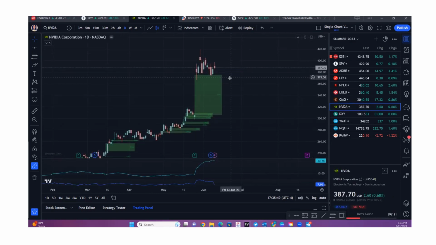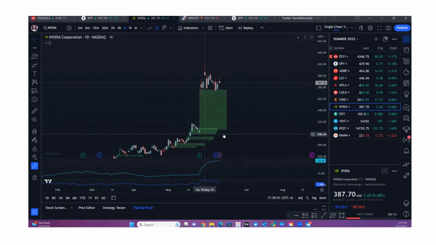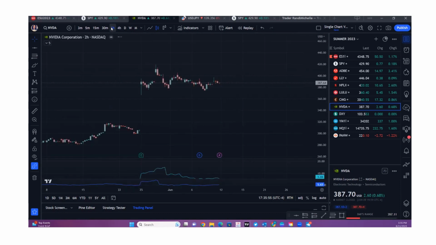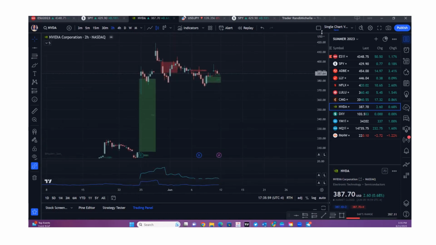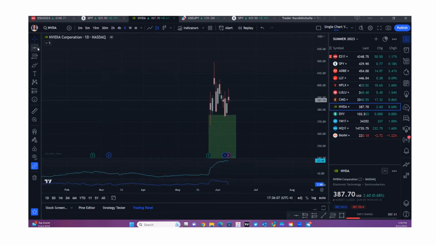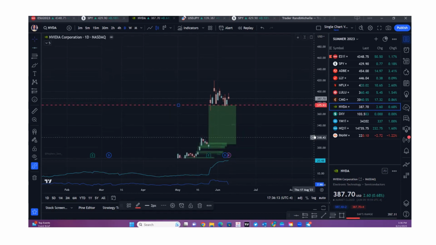NVIDIA, same thing. I don't know if NVIDIA wants to come back and retrace some of this gap at some point, or if it's just going to keep coming up. I keep studying it on every time frame, and I feel like I'm getting absolutely nowhere right now because it is, again, hovering in space. So if we were to mark NVIDIA's, we can mark the fair value gap for what it is.